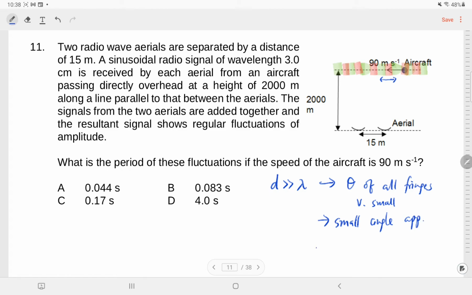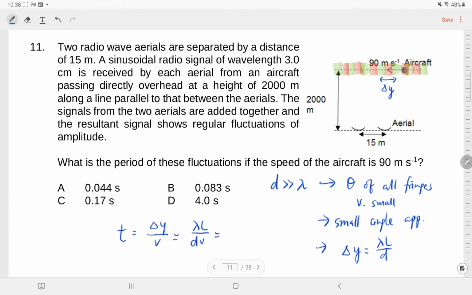With that, you will have the equation delta y equals lambda L upon d. So this formula allows us to predict the gap between one maxima and the next, and we can now solve. To know the time, it is equal to the time taken to fly from one maxima to the next, so that is equal to delta y upon the speed. So you have lambda L upon d v.